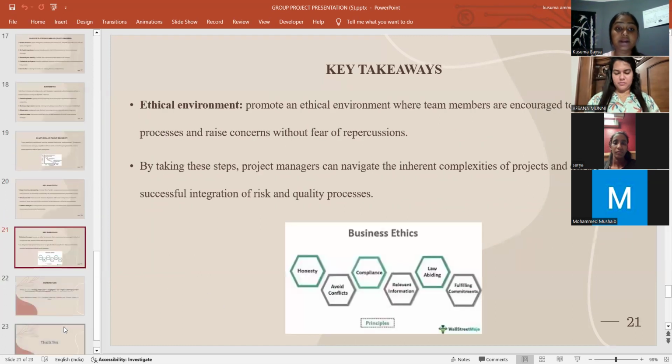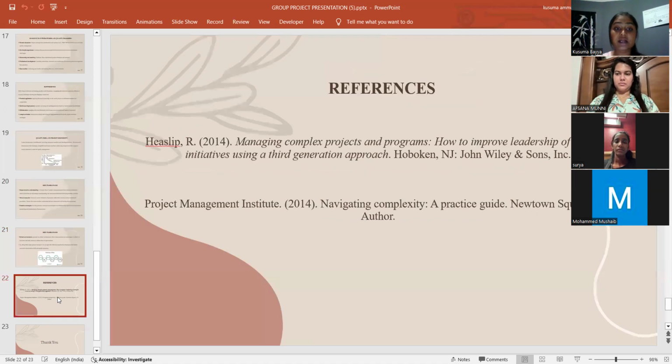And the last one is ethical environment. It promotes an ethical environment where team members are encouraged to adhere to process and raise concerns without fear of repercussions. By taking these steps, project managers can navigate the inherent complexities of projects and ensure the successful integration of risk and quality process.